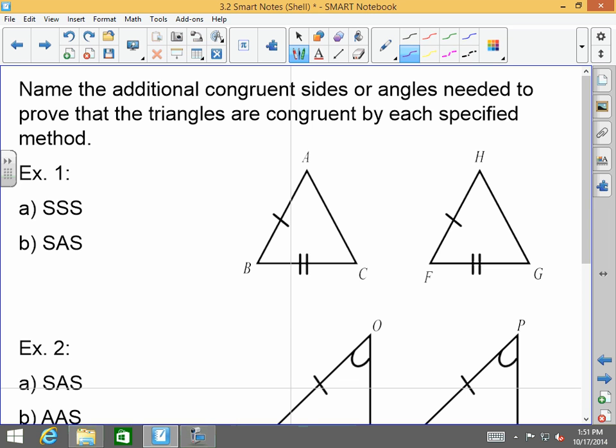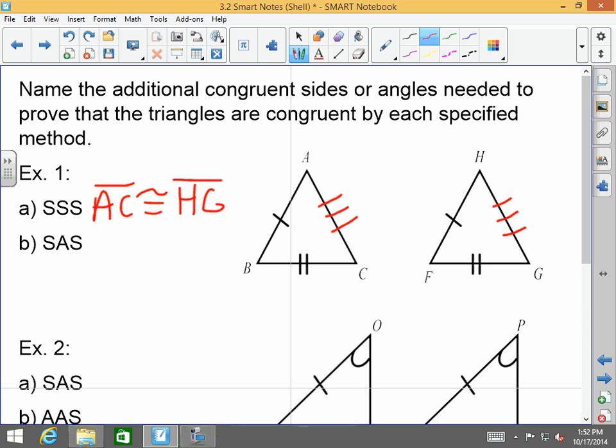All right, guys, let's figure this out. Name the additional congruent sides or angles needed to prove that the triangles are congruent by each specified method. So here, gentlemen, which two sides have to be congruent to prove that these two triangles are congruent by side-side-side? Yes, sir. Okay, AC must be congruent to HG. Absolutely. AC must be congruent to HG.